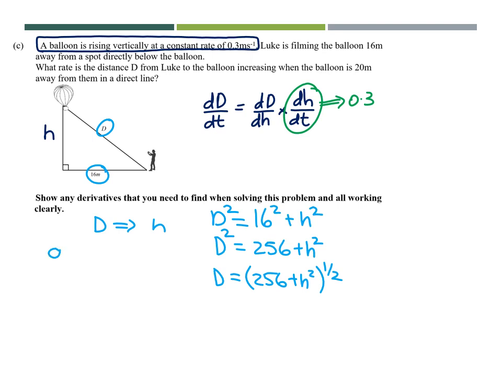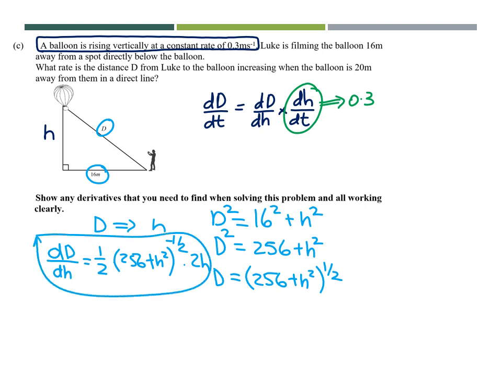So dD over dh equals a half times the bracket, which is 256 plus h squared to the power of negative a half, times by the one in the bracket, so I'm timesing it by 2h. Happy with that? So that's my dD by dh. Here's my dD by dh.